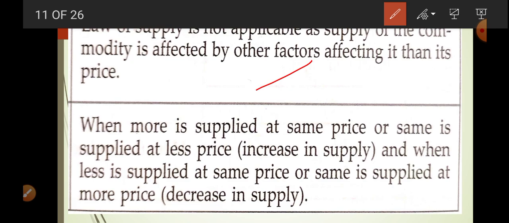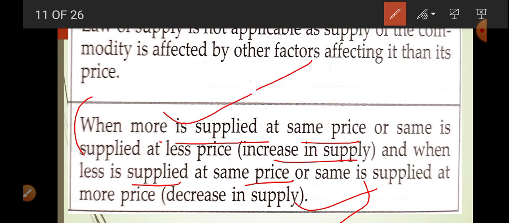Next, one more: when more is supplied at the same price, or the same is supplied at a lesser price, this is an increase in supply. And when less is supplied at the same price, this is a decrease in supply. So I think it is very easy to keep in mind. At the same price, if producers are supplying more, this is an increase in supply. At the same price, if producers are ready to supply less, it is a decrease in supply.